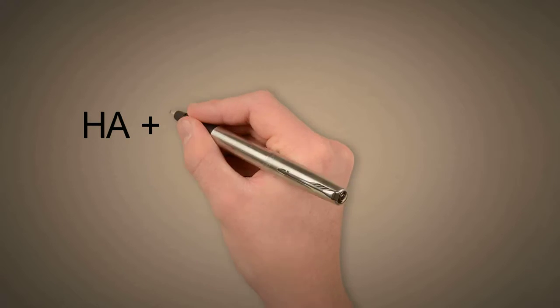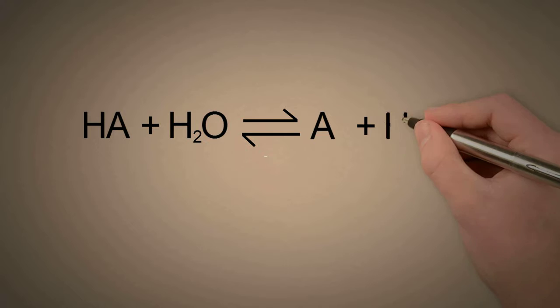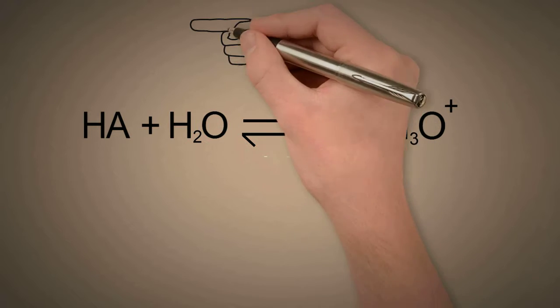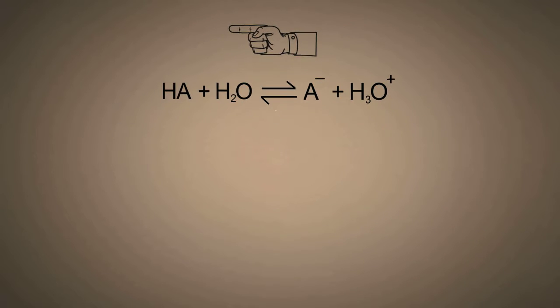So if we were to have a basic reaction of a weak acid in solution, we have our acid HA with water, and that is in equilibrium with acid anions and H3O+. The equilibrium will be over to the left since it is a weak acid.